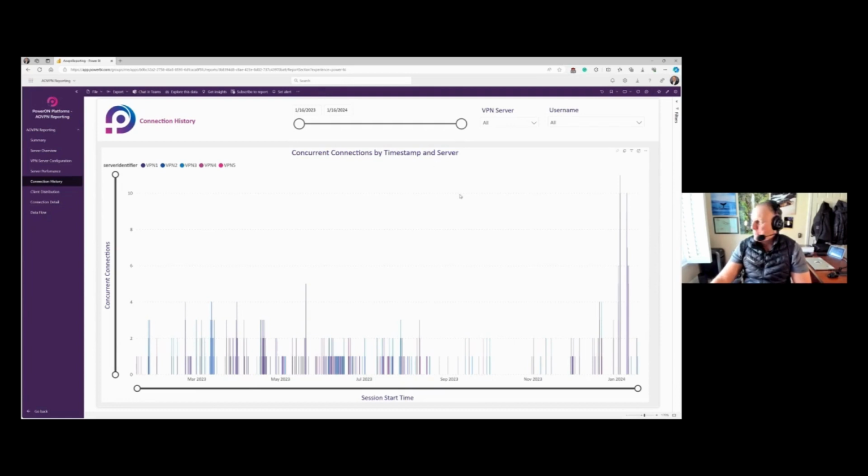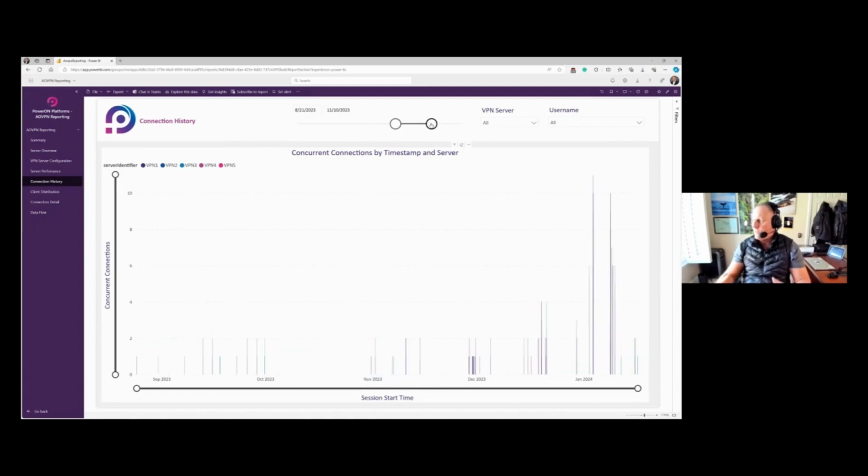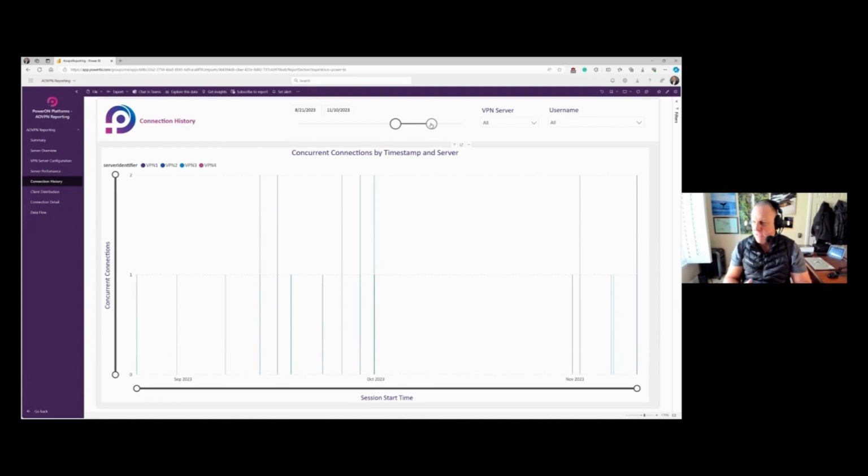I had to round up every last VM that I had that had Always On VPN provisioned to get this 11 count up here. But in a real environment, this will be much busier and much more dynamic. But at the end of the day, you can get an idea of how heavily utilized your servers are, and by scrolling in and scrolling out, you can see different time slices for that.